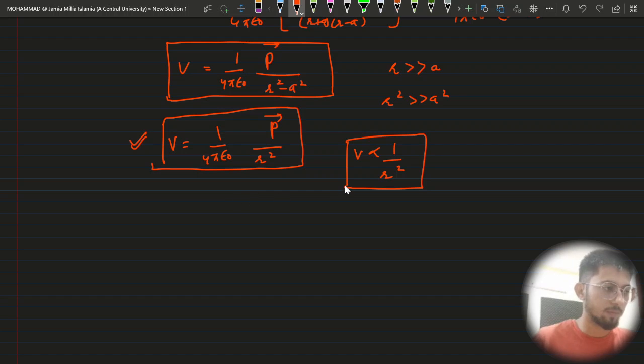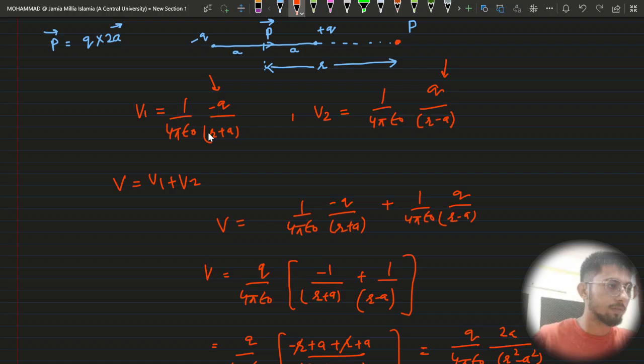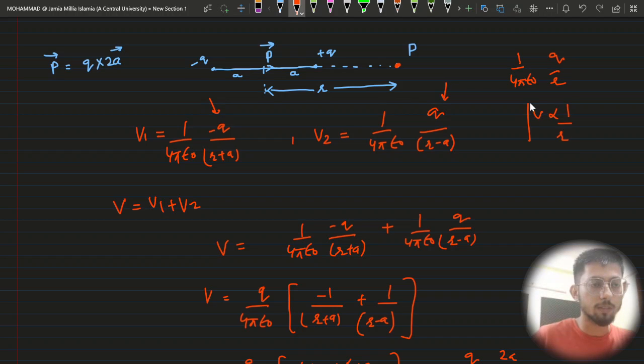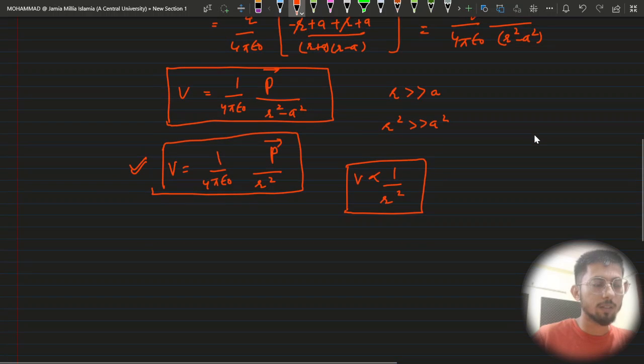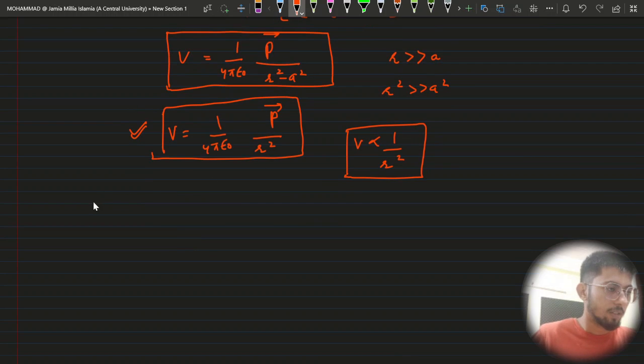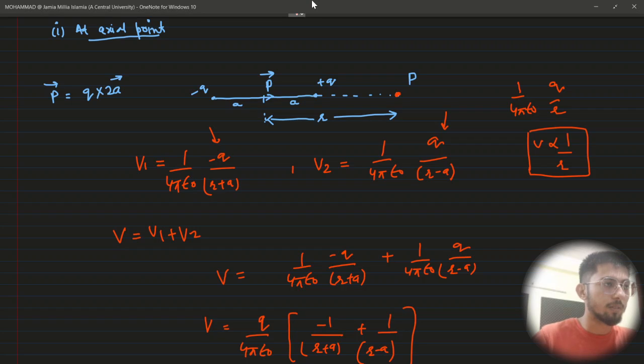This is not varying inversely with r as in the case of our point charge, which is 1 by 4 pi epsilon naught q by r. Here V varies inversely with r, but here it varies with r square. This is done. Now the second position where we can find the potential of a dipole is at the equatorial point. So let us also do that.